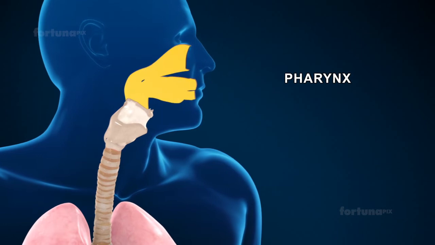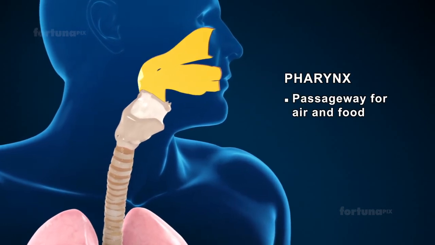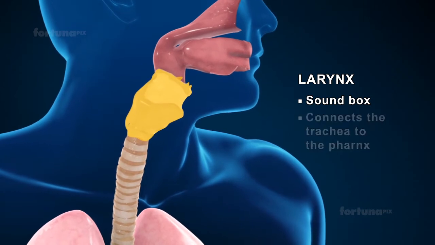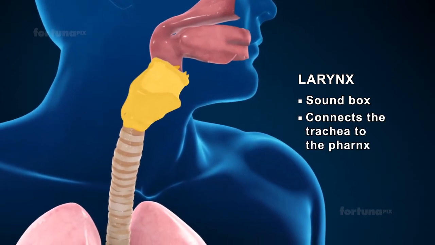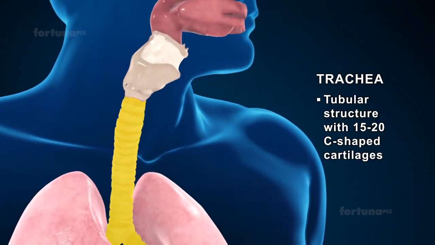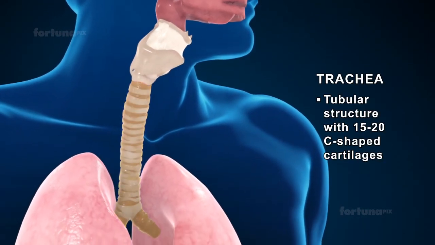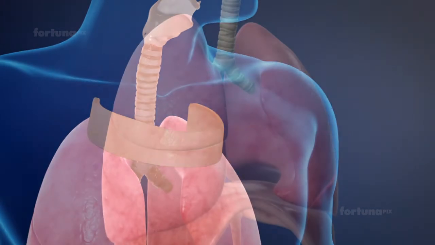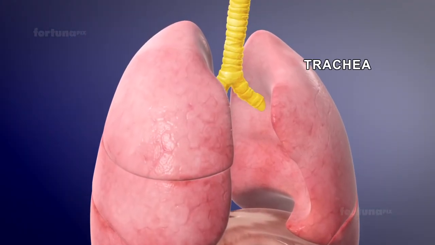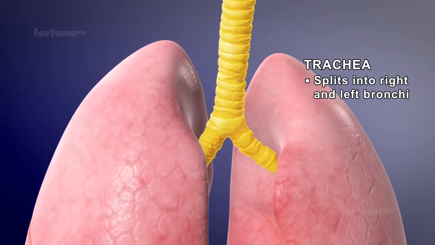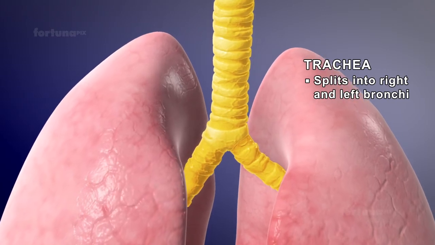The pharynx is a common passageway for air and food. The larynx is also known as the sound box. It connects the trachea to the pharynx. The trachea is a tubular structure with 15 to 20 C-shaped cartilages that keep it dilated. The trachea extends downward into the thoracic cavity, where it splits into right and left bronchi.